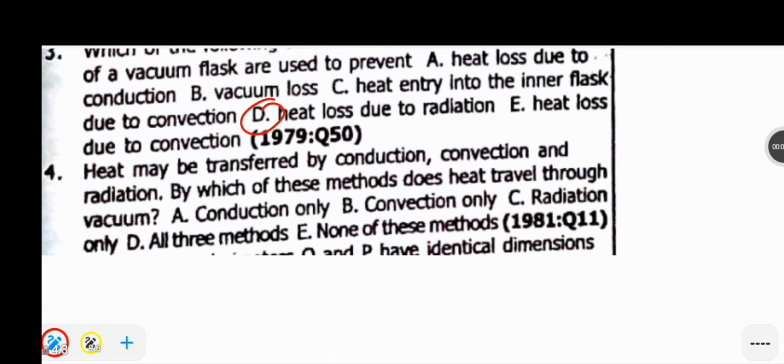So heat may be transferred by conduction, convection, and radiation. Okay, number 4 now. By which of these methods does heat travel through a vacuum? A vacuum does not have any material medium. Heat can only be transferred through a vacuum by only one method, and the method is radiation.